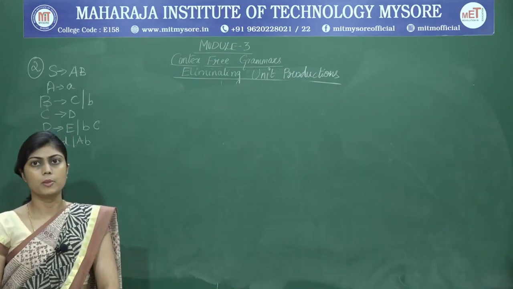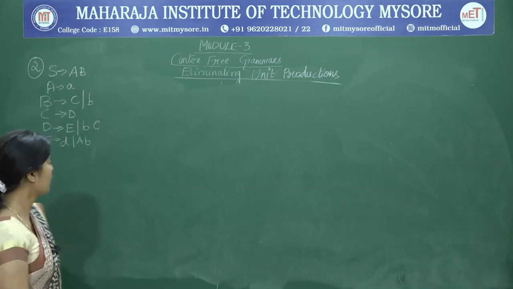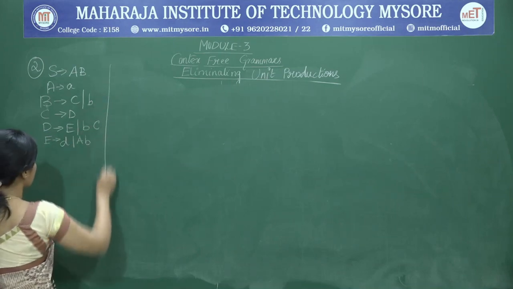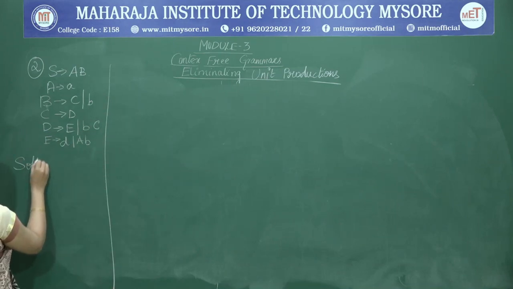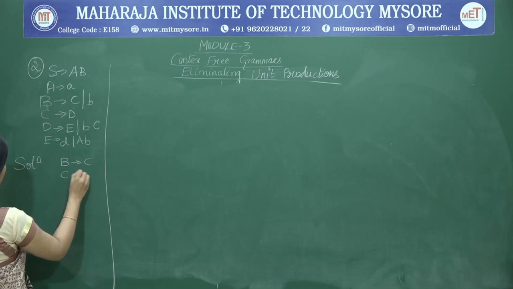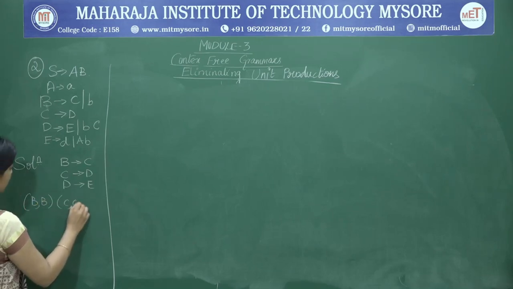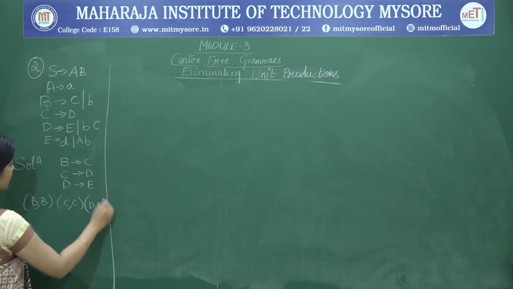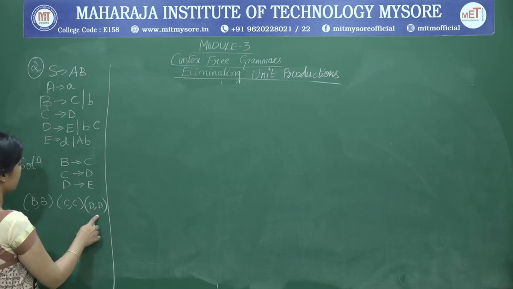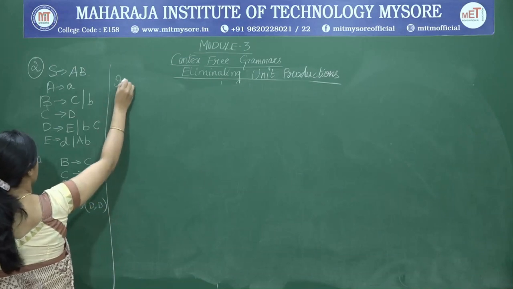So we look at the second problem now. Look at the different productions and try to identify the unit pairs. First of all, we have B goes to C, C goes to D, D goes to E. Therefore, B comma B is a unit pair, C comma C is a unit pair, and D comma D is a unit pair. Once we have identified these, we will go to the induction step and identify if more unit pairs can be formed.